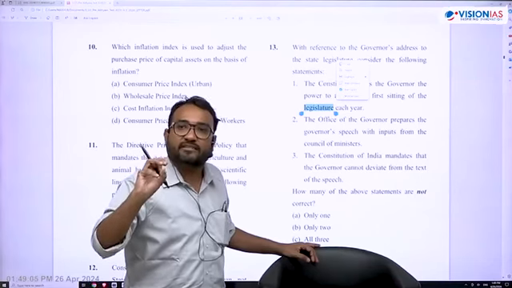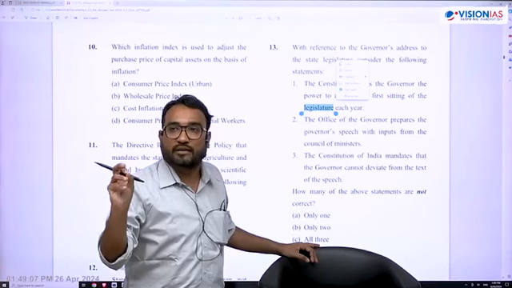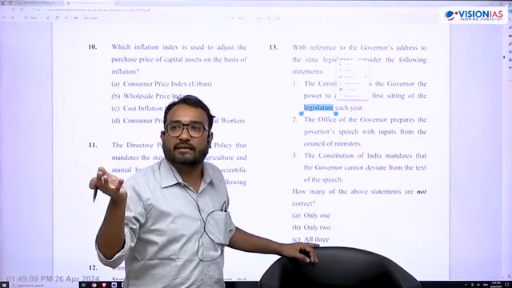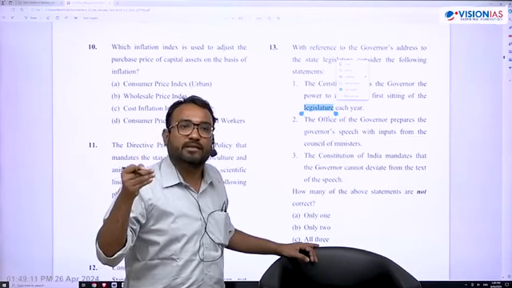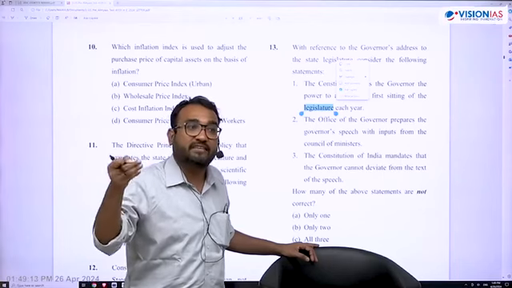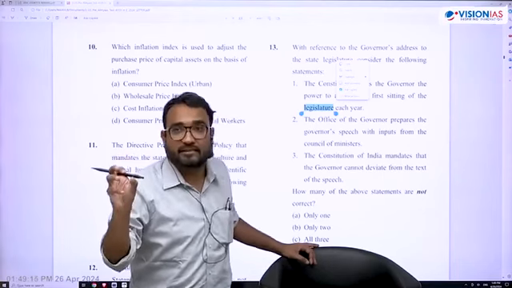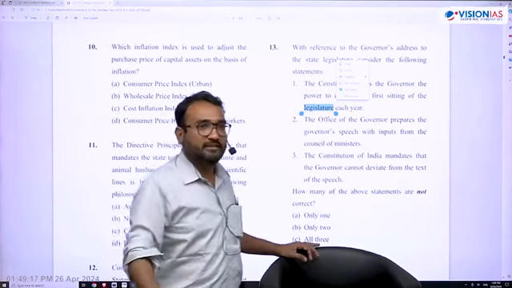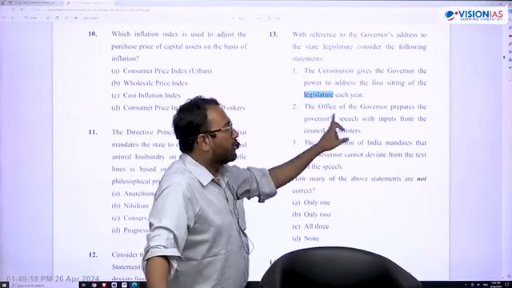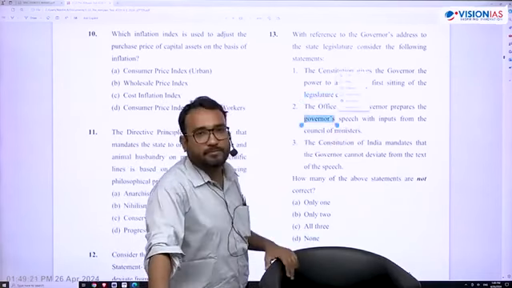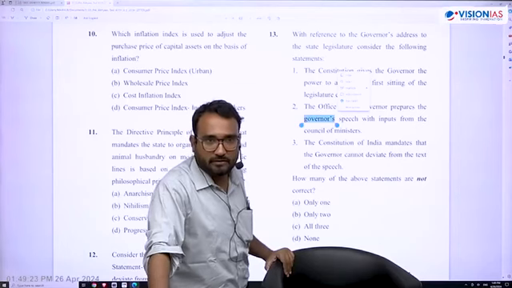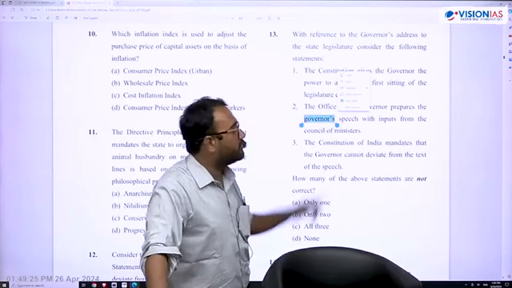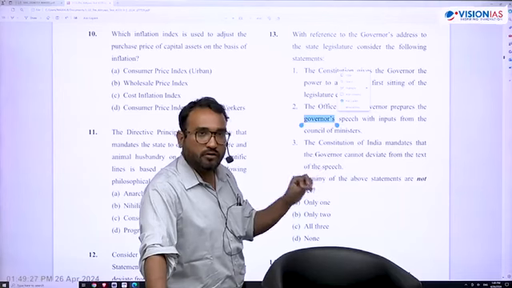86, President can send messages to the House. Okay, so 86 is not invoked quite easily. So UPSC may trap you by not asking a question from 87, but 86 is something very similar but not the same. So you must go through 86 also. Just please read once. The office of Governor prepares Governor's speech. Who prepares Governor's speech? The Council of Ministers. So this statement is a blatant wrong statement.